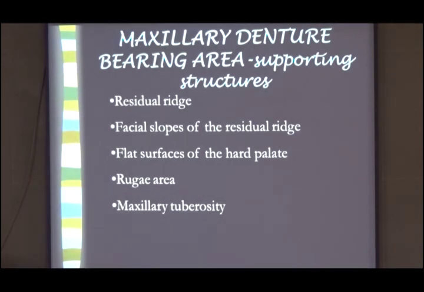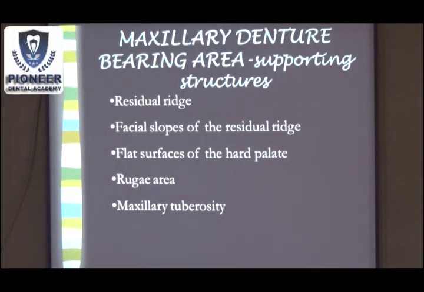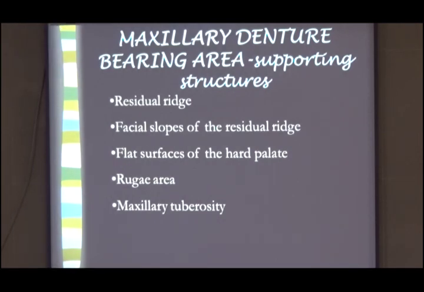Supporting structures include the residual ridge. Residual ridge means that which remains after the tooth has been extracted. Facial slopes of the residual ridge, flat surfaces of the hard palate, rugae area and maxillary tuberosity. Of these, the main areas which offer primary support are the flat areas of the hard palate and the posterolateral slopes of the residual alveolar ridge. These two are the primary stress bearing areas.